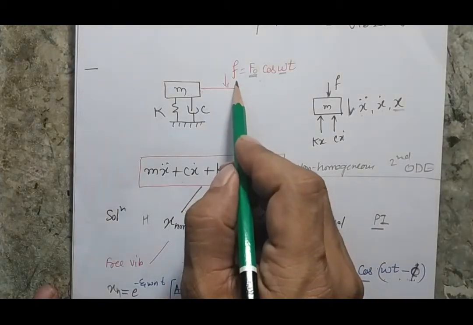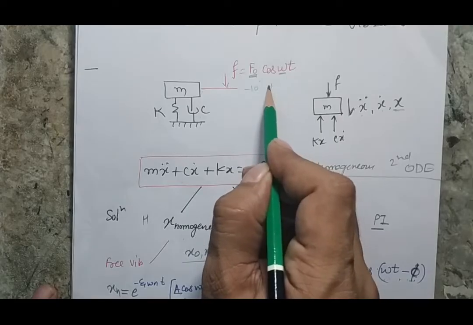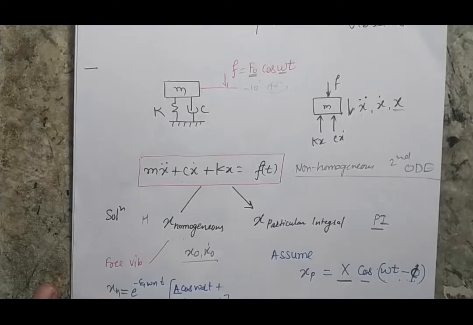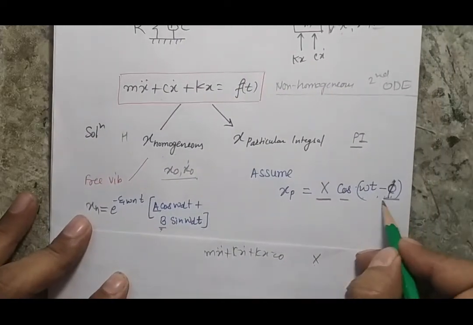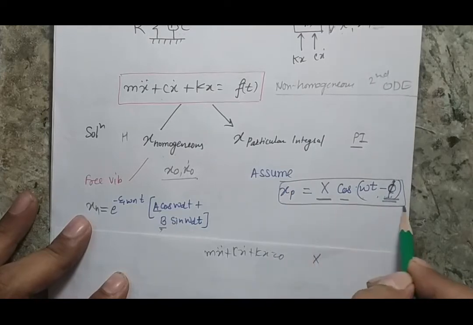How can you define that? Suppose the force is varying from a value of minus 10 to plus 10. When the force is at its maximum position, your displacement will not be at the maximum position at that instant. The response will reach its maximum position at some other time. That means both are not reaching the maximum and minimum value at the same time, therefore they are not in the same phase, they have a different phase. And what would be the phase difference? The phase difference here is defined by the phi term. So this is the most general form to consider for the particular integral.